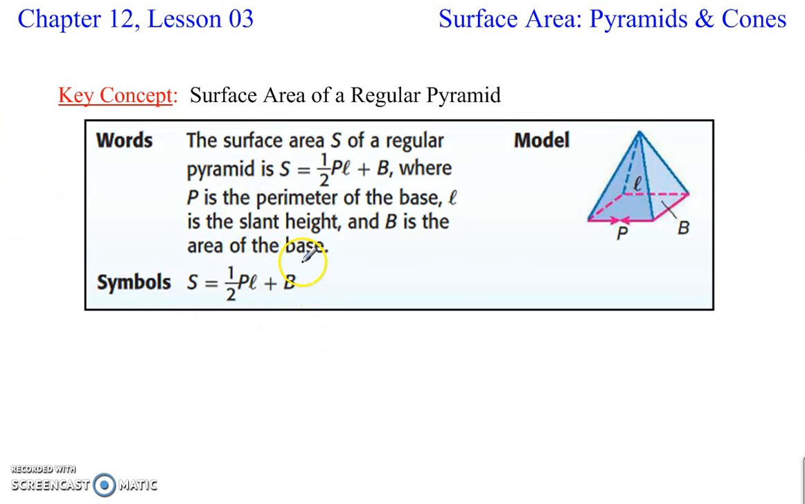Alright, so here's our formula. We have the perimeter times the slant height, L. L stands for slant height. You're going to want to make a note of that for yourself because that'll be hard to remember, that L is not length in a pyramid. This L in italics is slant height. P is the perimeter of the base, and capital B is the area of the base.